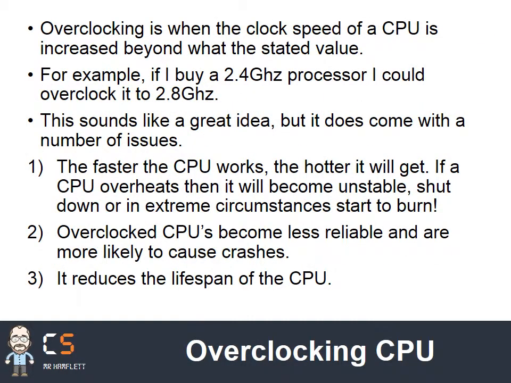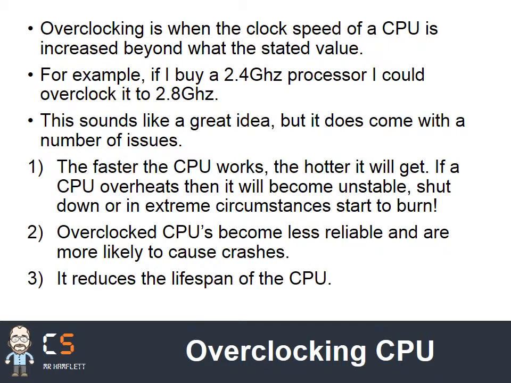Now, it's worth making a quick note about overclocking. Overclocking is where you increase the clock speed of a CPU beyond what the manufacturer has sold it for. So I might have bought a 2.4 gigahertz, but maybe I can overclock to 2.8. It sounds great, but there's a problem with overclocking. The faster a CPU works, the hotter it gets. So if I overclock a CPU, it's going to start to overheat. Now, I can maybe mitigate that by having liquid cooling or something like that, but ultimately I need to deal with the heat. If I don't, it will become unstable, it's going to start to shut down, and in real extreme circumstances, if it can't shut down fast enough, it's going to start to burn.